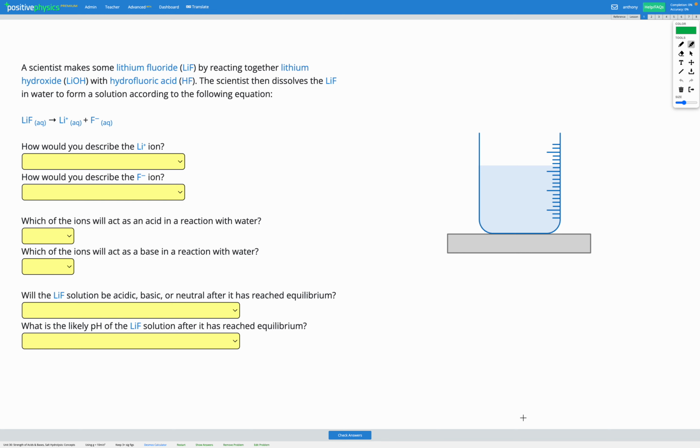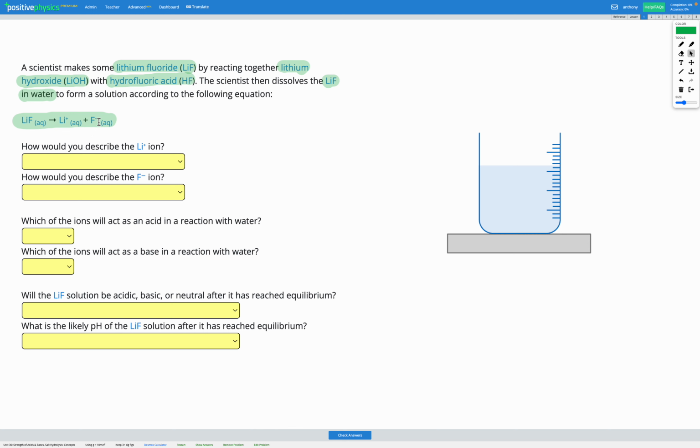In this question, a scientist makes some lithium fluoride by reacting together lithium hydroxide, LiOH, and hydrofluoric acid, HF. The scientist then dissolves the lithium fluoride in water to form a solution according to the following equation. Lithium fluoride gives Li+ and F- ions. So in this question, we're trying to figure out when we dissolve LiF in water, will the solution be acidic, basic, or neutral? And what will the likely pH be?